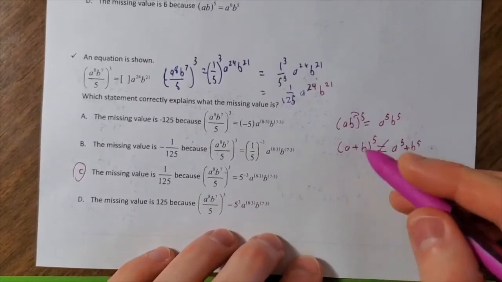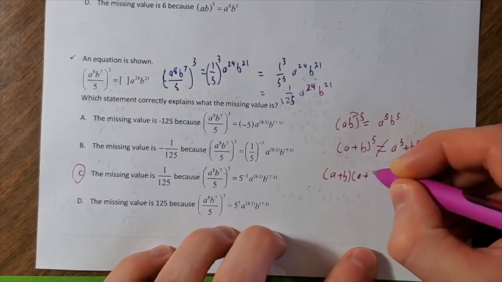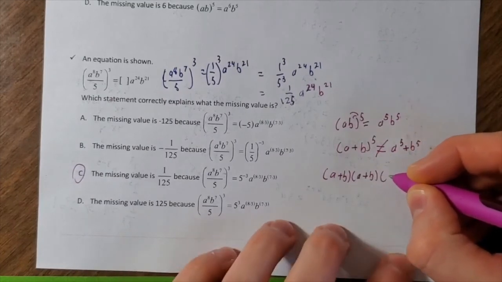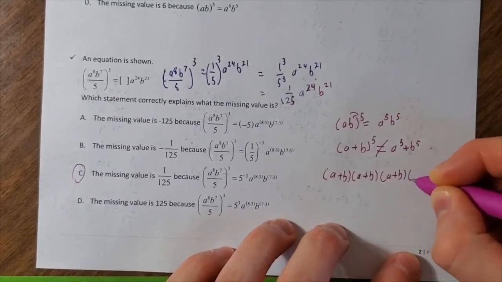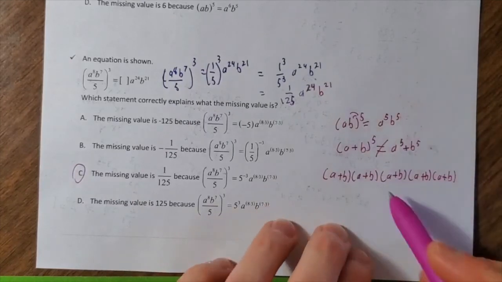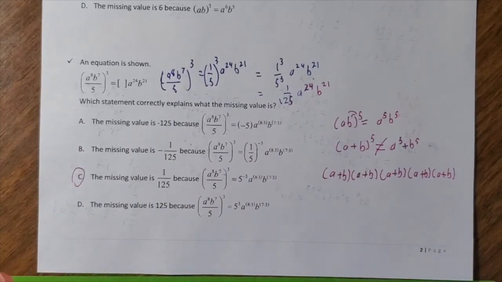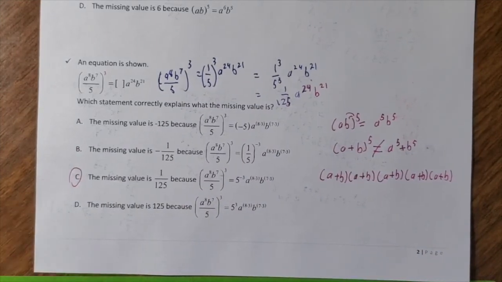What this would actually mean is we're taking a plus b and multiplying the group a plus b, or the sum a plus b, 5 times. Which, if we actually were to do that, we would get something very different than a to the fifth plus b to the fifth. So that's just one thing I wanted to make clear before we wrap up.